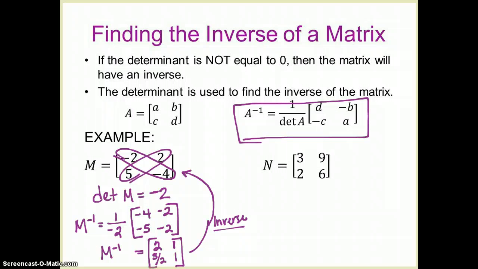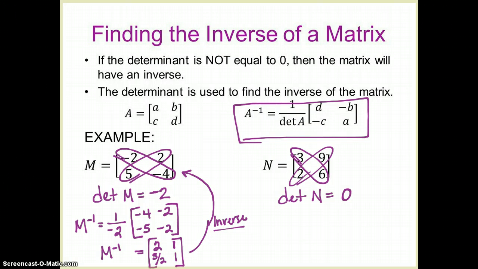All right, so let's practice one more time with N. On N, I want to check my determinant first. Let's do the determinant of N. The main diagonal is 3 times 6, that's going to be 18. The opposite diagonal is 2 times 9. That's also 18. 18 minus 18 is 0.